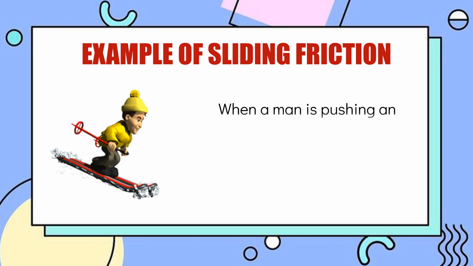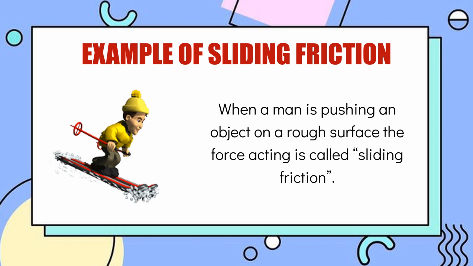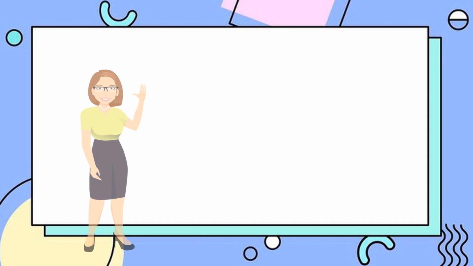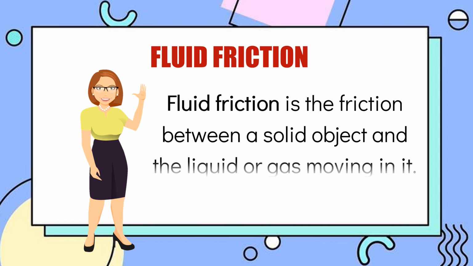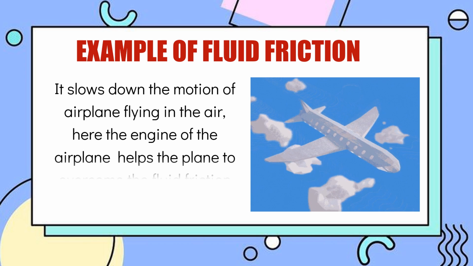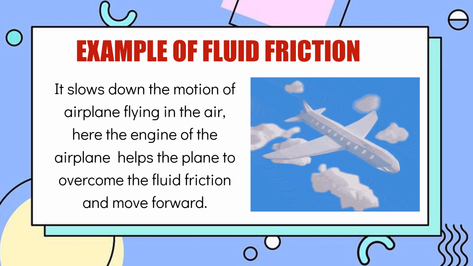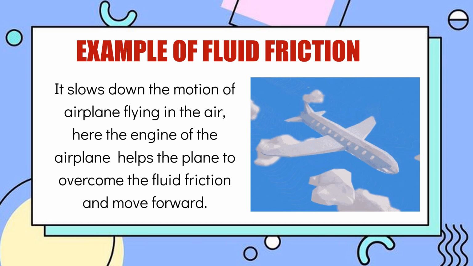Example of sliding friction. When a man is pushing an object on a rough surface, the force acting is called sliding friction. Fluid friction. Fluid friction is the friction between a solid object and the liquid or gas moving in it. Example of fluid friction. It slows down the motion of an airplane flying in the air. Here the engine of the airplane helps the plane to overcome the fluid friction and move forward.